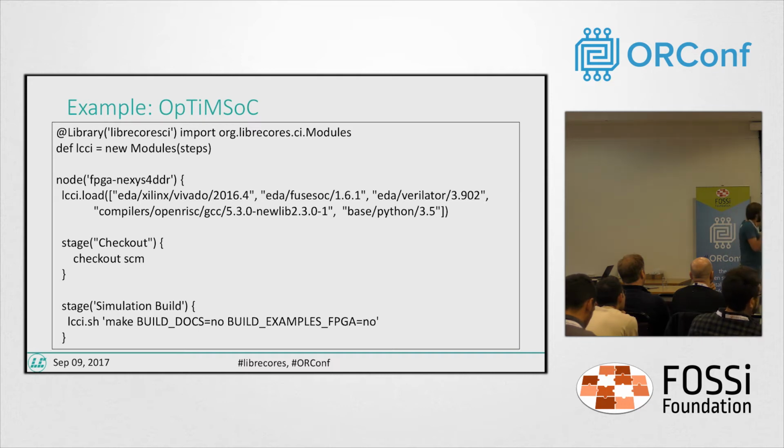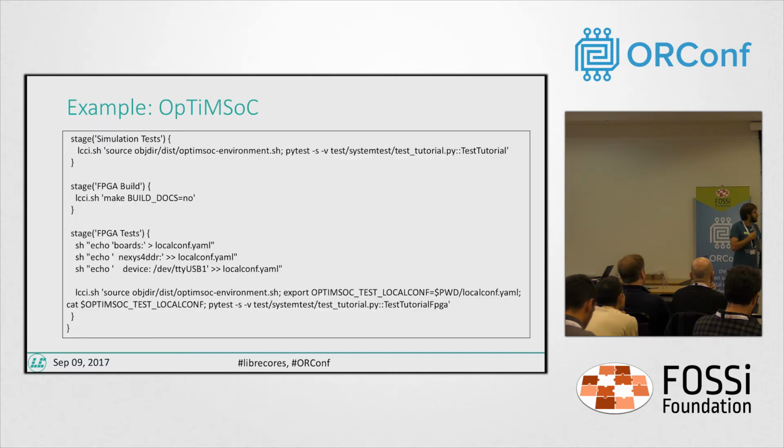Then you just have the checkout stage in the beginning, which is identical, and then we have several build stages. One is for the simulation build, then we do some simulation tests. You can see we use PyTest for this, which is a Python environment for automated testing. As I told yesterday, what it does is test the tutorial steps. We have a tutorial for OptimSock, and it checks: okay, I want to build a Verilator simulation. Now I want to start it and pass the output.